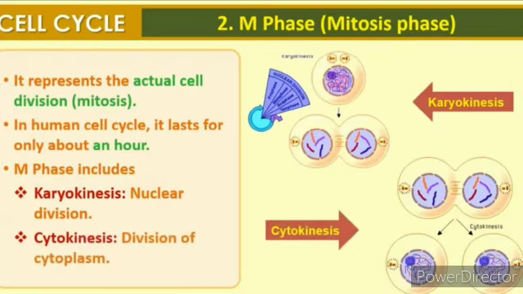The M phase starts with the nuclear division corresponding to the separation of daughter chromosomes, karyokinesis, and usually ends with the division of cytoplasm, cytokinesis. Okay, division of cytoplasm is called cytokinesis. Division of nucleus is called karyokinesis.